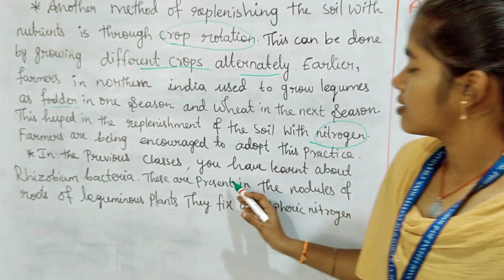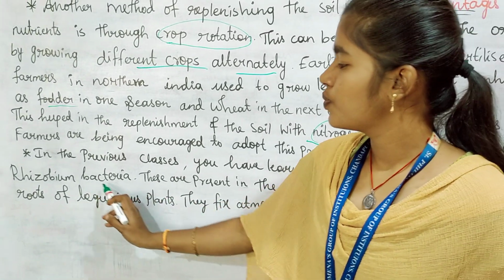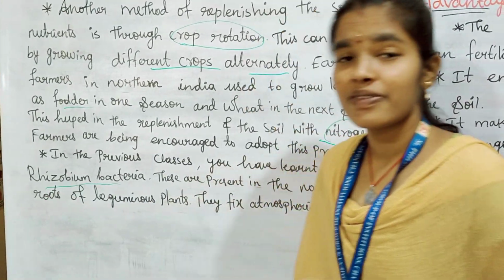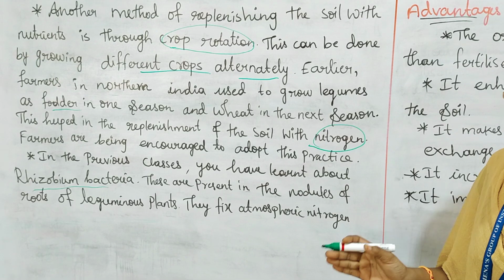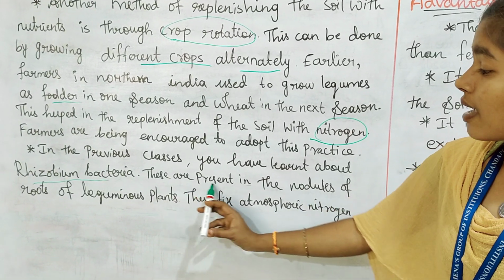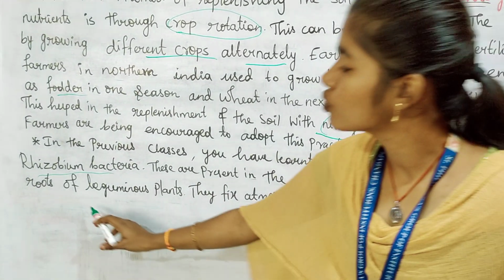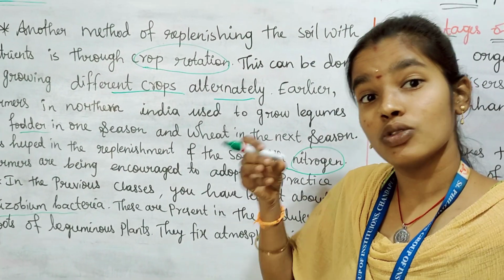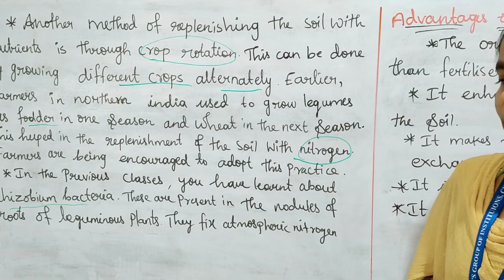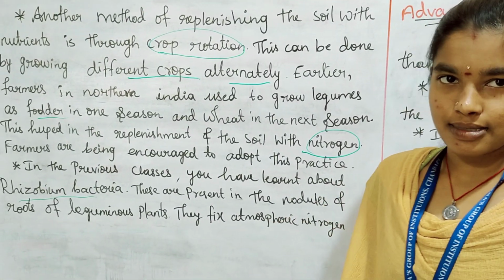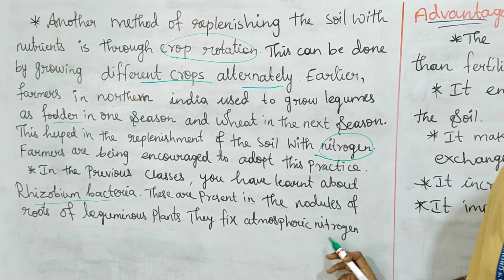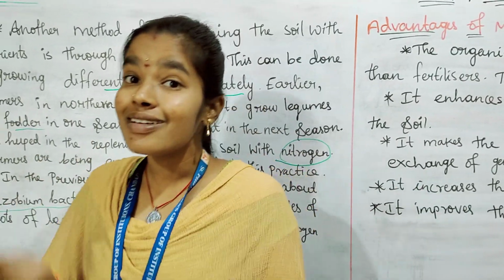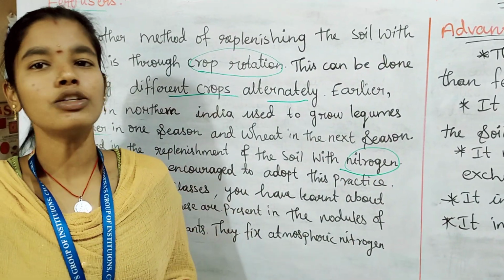In the previous classes, you learnt about rhizobium bacteria. These are present in the nodules of the roots of leguminous plants, and they fix atmospheric nitrogen.